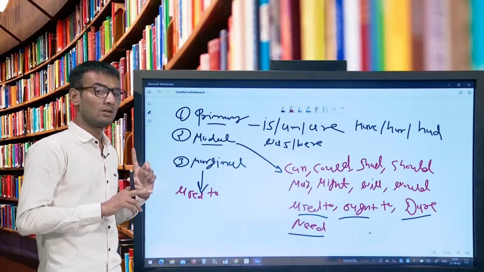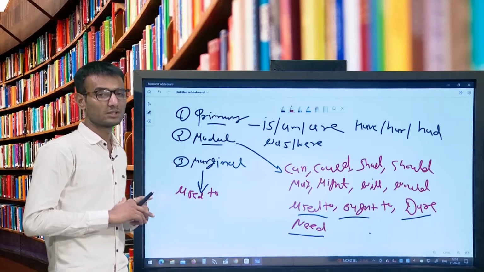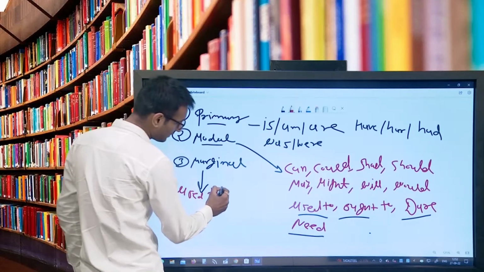So when a person is habituated, it shows habituated. Means habit.